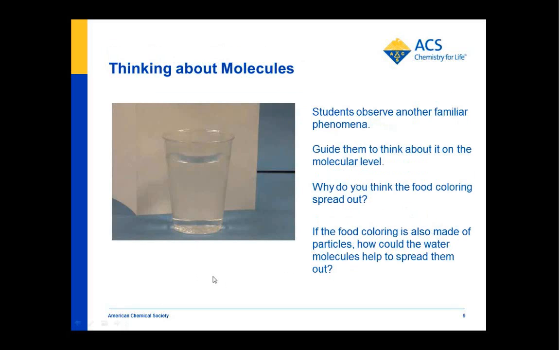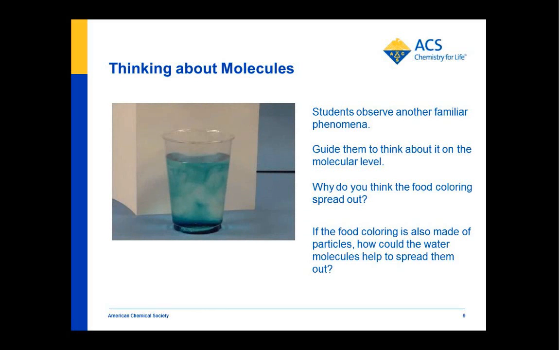All this is to begin thinking about matter at the very, very tiniest level, the molecular level. So then we do another quick demonstration. We put a drop of food coloring in water and just let kids observe, and you ask them, why would it be that the food coloring moves? Why doesn't it just stay at the top?